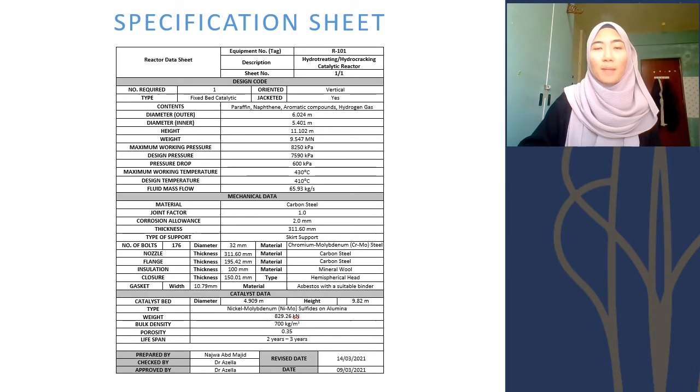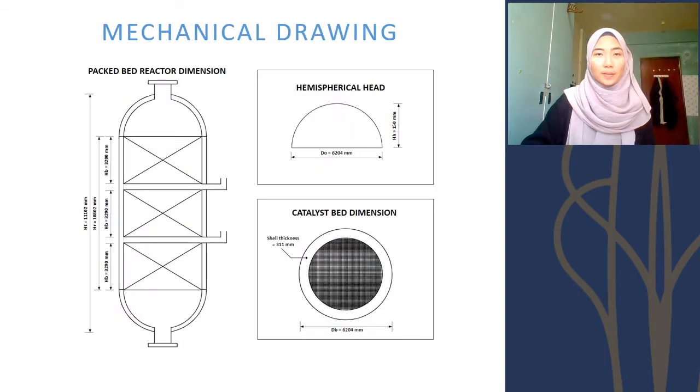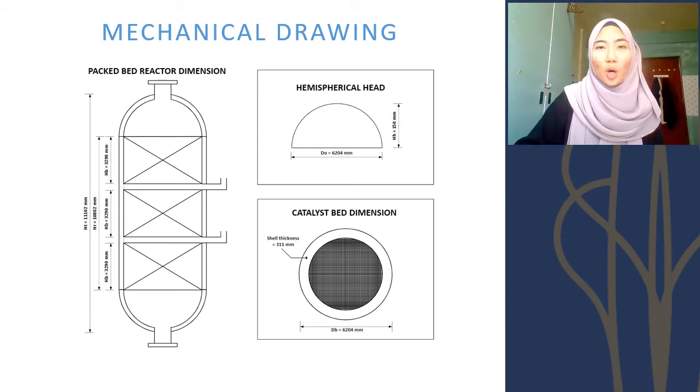For the process design and mechanical design that have been calculated, it can be summarized in the specification sheet, which comprises design code, mechanical data, and the last one is catalyst data. The figure shown is the mechanical drawing of the hydrotreating and hydrocracking catalytic reactor R101, which comprises the total height, reactor height, and the bed catalyst height, with the catalyst bed dimension and the hemispherical head dimension.